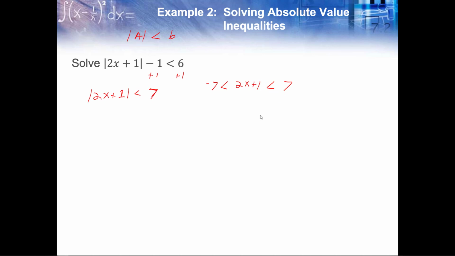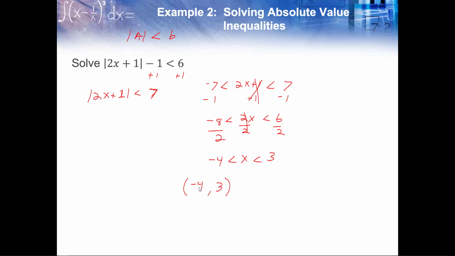And of course, the way we do this is by isolating x in the middle, and therefore we want to subtract 1 from all 3 sides. And if we do, these ones will cancel, we will have -8 is strictly less than 2x, which is strictly less than 6. Now we can divide all 3 sides by 2. And we will have -4 is less than x, because these cancel, which is less than 3. And therefore our solution in interval notation is going to be the open interval from -4 to 3.